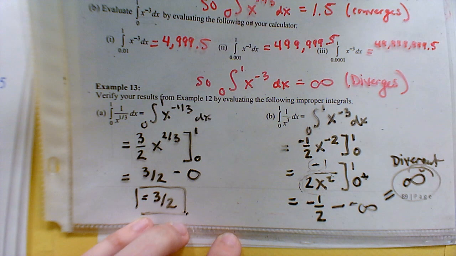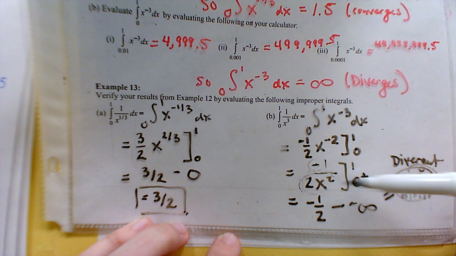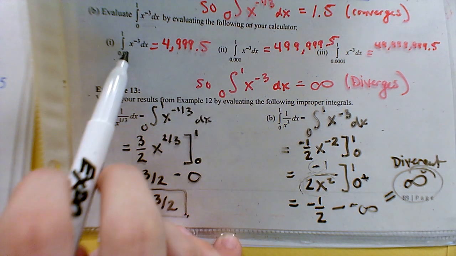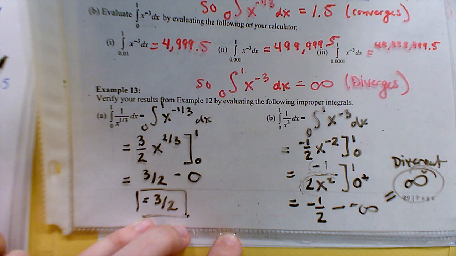Okay, but it's a little tricky because in the antiderivative, you could not physically plug in 0. So you have to think about what if you were to get really close to that issue, kind of like the calculator examples we did at the top.